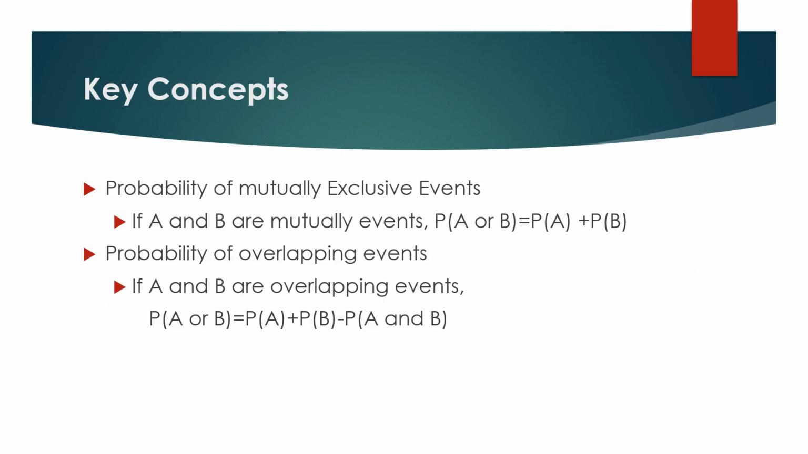And here we have a couple key concepts. If two events are mutually exclusive, then the probability of A or B is going to be probability of A plus probability of B. So you want to go ahead and write this in your notes. And for probability of A and B of our overlapping events, the probability of A or B is going to be the following formula. We're just going to go ahead and subtract what they have in common there.